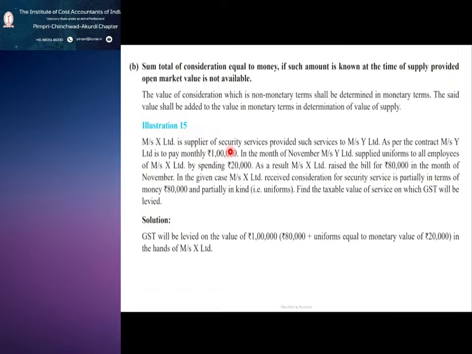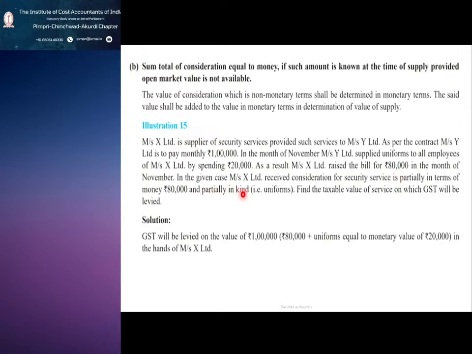X Limited is a supplier of security services, provided such services to Y Limited. As per the contract, Y Limited is to pay 1 lakh monthly. In the month of November, Y Limited supplied uniforms to all employees by spending 20,000. So this is the non-monetary consideration. In your invoice, you are not getting that 20,000. Instead, you are giving the uniform to all your securities. As a result, X Limited raised the bill for 80,000 in the month of November.